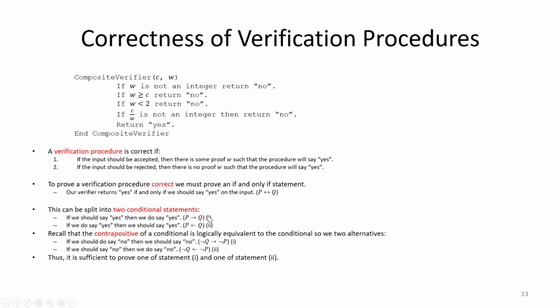So these two statements here, which I've labeled Roman numeral 1 and 1, are logically equivalent. And then the same thing is going to be true here for 2 and 2. And what that means is if we want to prove our procedure is correct, we merely need to prove 1 of 1 and 1 of 2. Doesn't matter which combination we pick.